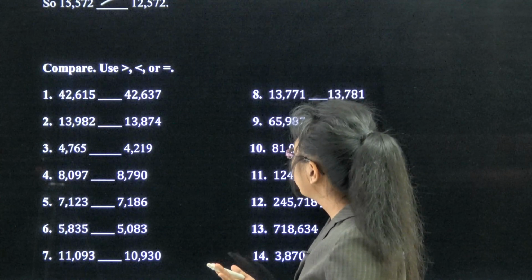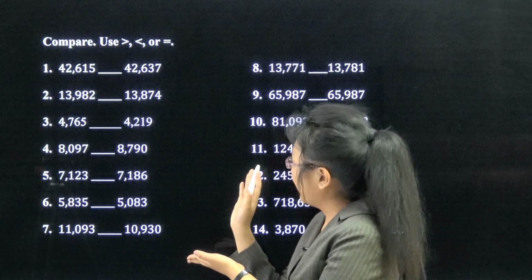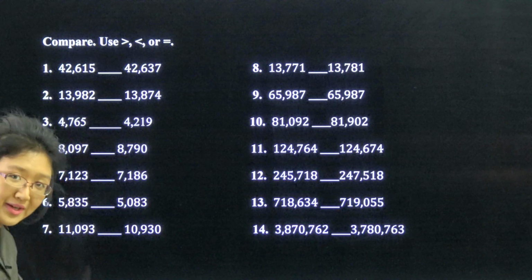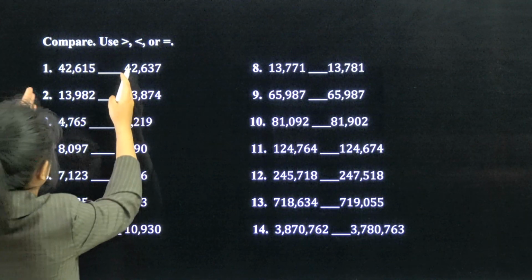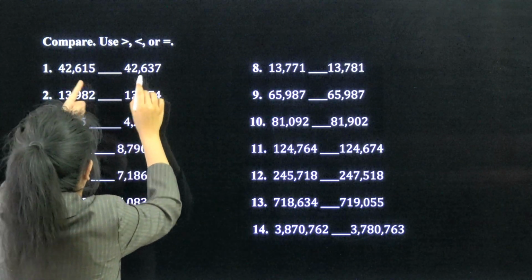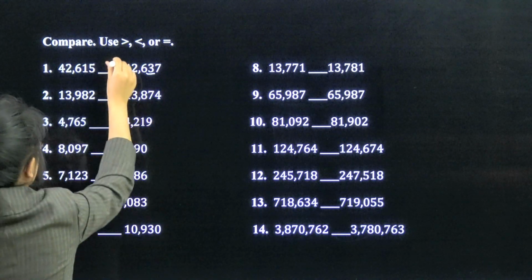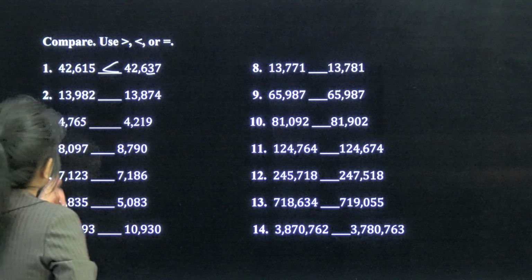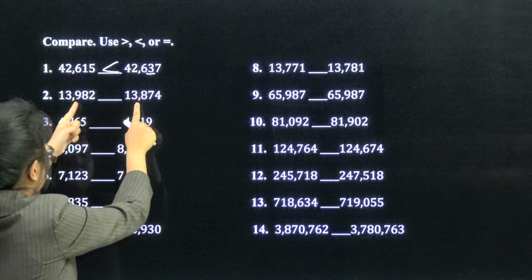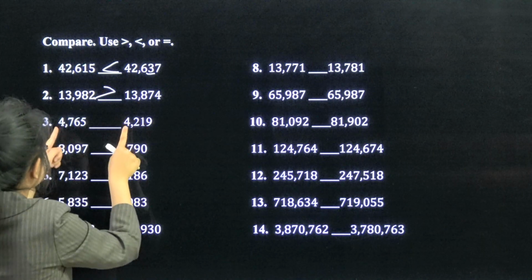Compare. Use the signs. So let's use our method. So 4, the same, 2, the same, 6, the same, 1 and 3 are different, and 3 is bigger. Therefore, this one's bigger. Question number 2, 1's the same, 3 is the same, 9 and 8 are not the same, 9 is bigger. Therefore, this is bigger.